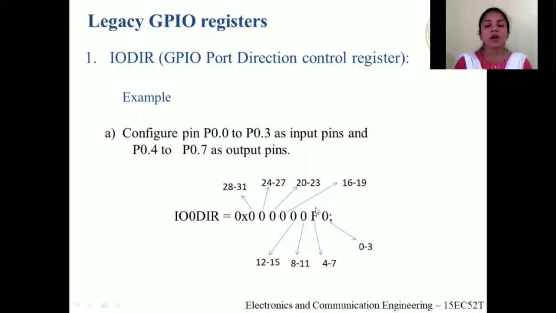Here only the pins from 4 to 7 are being set as output pins, the remaining pins are input pins by default, and the pins from 0 to 3 we are also explicitly setting to act as input pins. Here we are using IO0DIR because these pins correspond to port 0 pins. So that's why we are going to use IO0DIR.